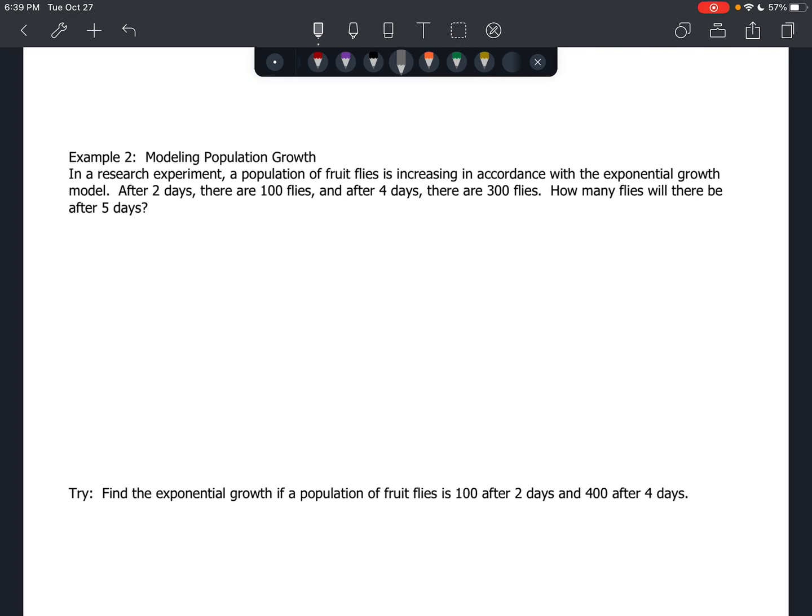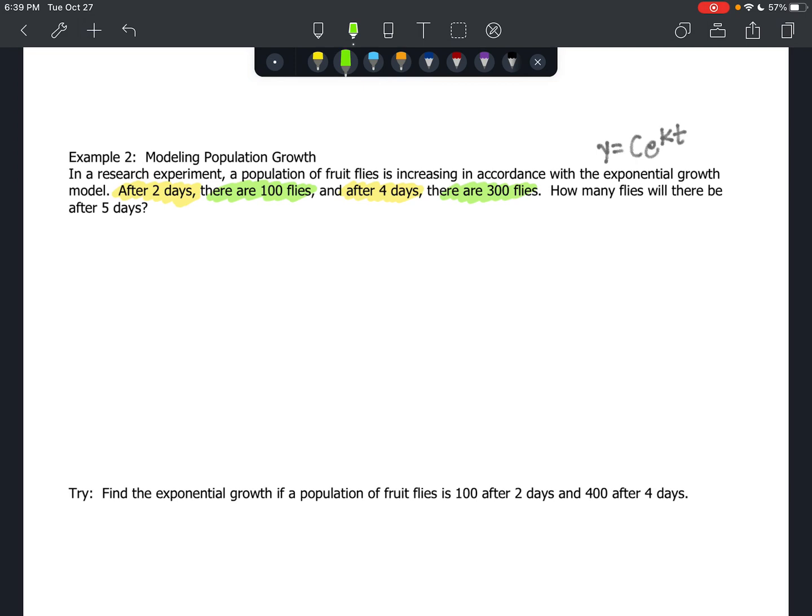So our exponential growth model is y equals c times e raised to the kt power. We are given, after 2 days, there are 100 flies. After 4 days, so that's both time, 2 days, 4 days, there are 100 flies, and then after 4 days, there's 300 flies. So there's our growth. We go from 100 to 300.